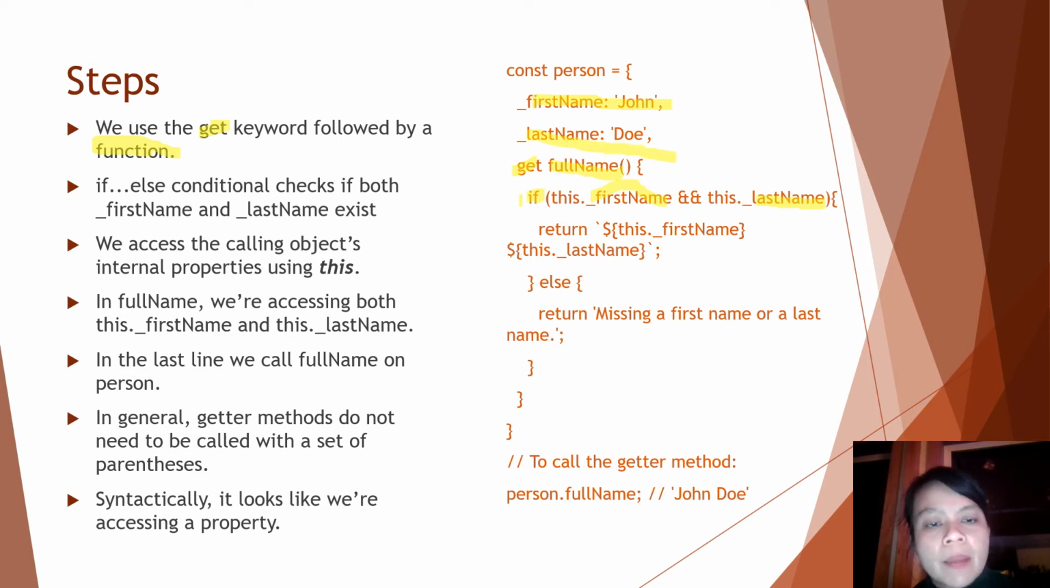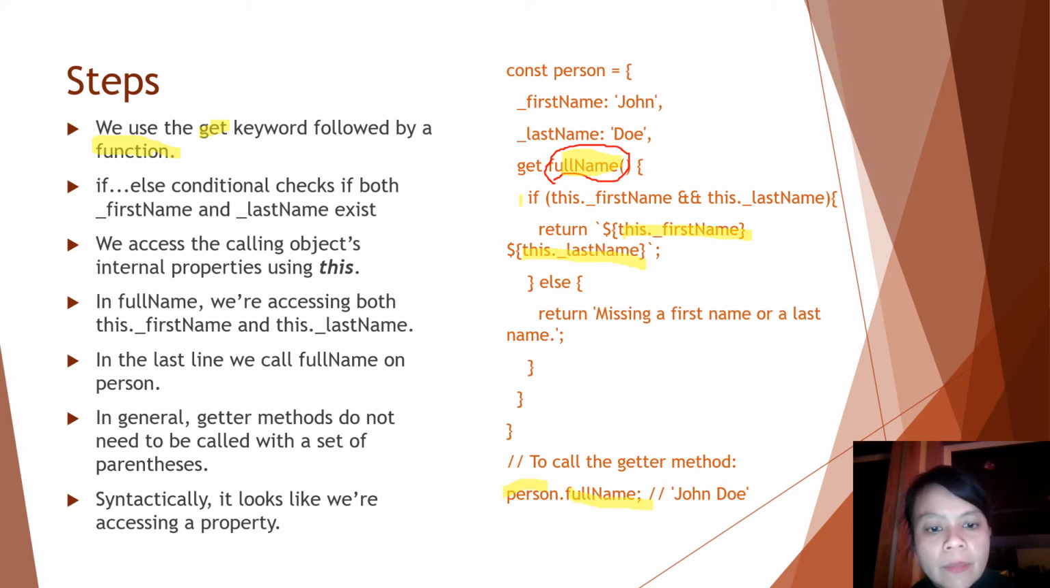Then we access the calling object's internal properties using this. So in full name, we're accessing both. The full name is this property here. So in the method full name, over here, we're accessing both the first name and last name. And in the last line here, we're going to call the person's full name.